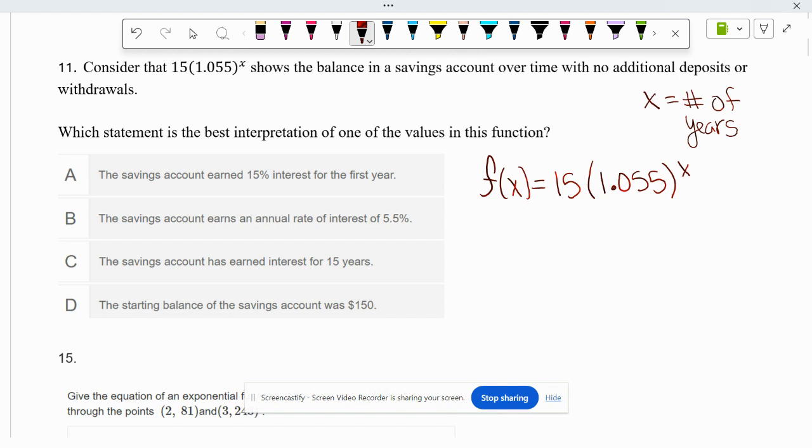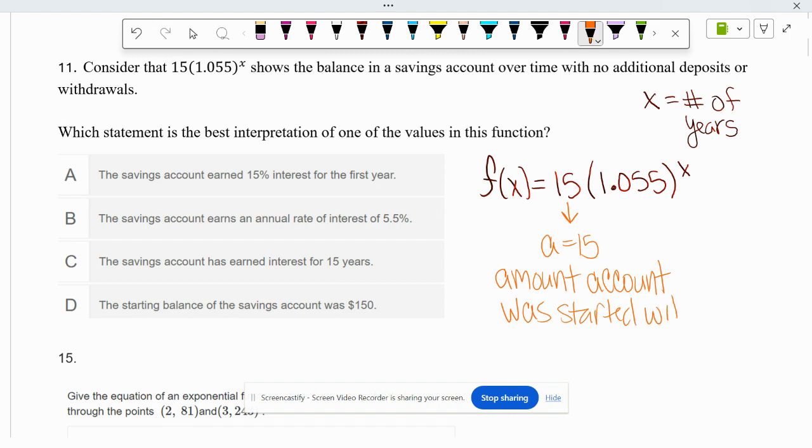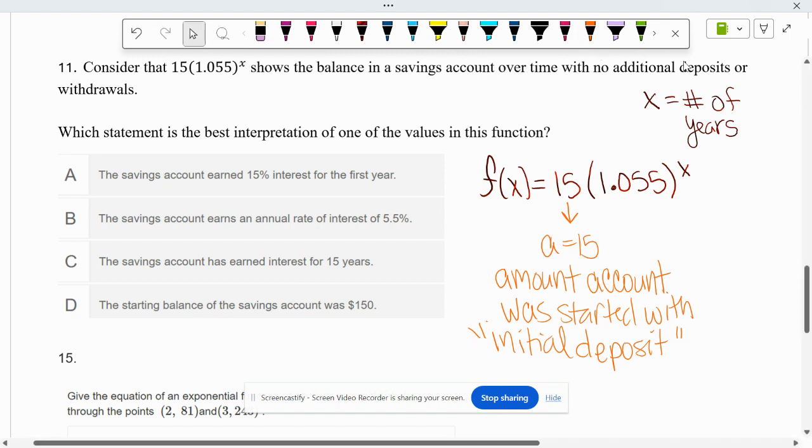What does 15 represent, Uriah? The initial value. Good job, Uriah. So A equals 15. It's the amount that the account was started with. That's how much money it's, if you want to think of it as the initial deposit. We didn't put any more money in there except the initial deposit.